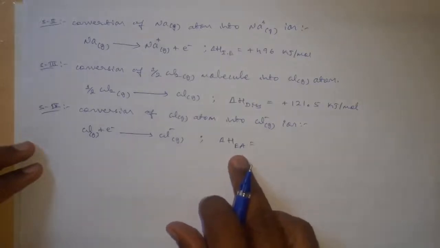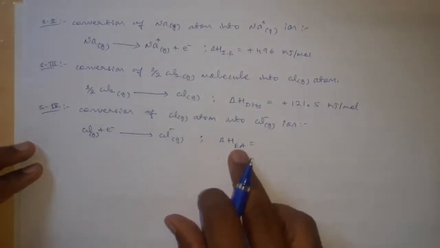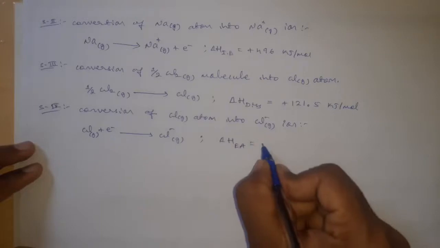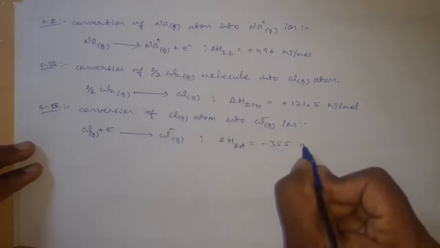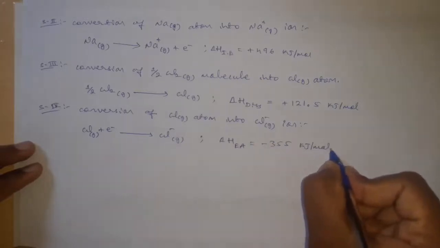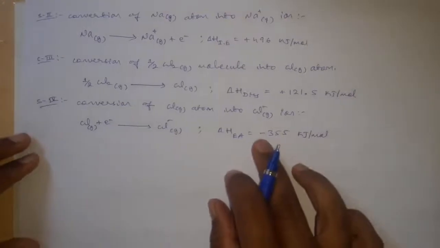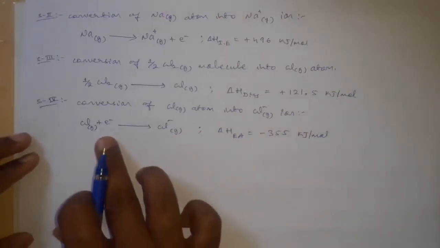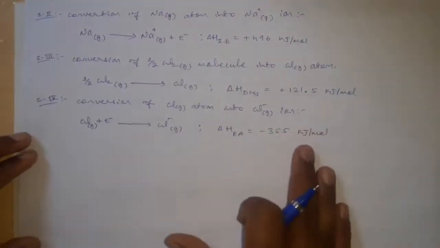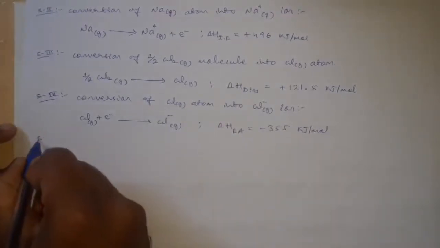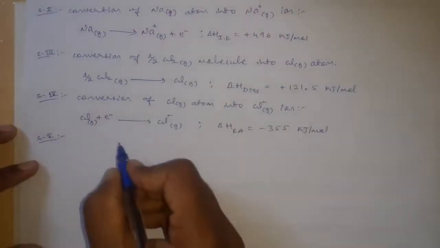Electron affinity energy, or the change in electron affinity of that system, is minus 355 kilojoule per mole. And it is negative in sign. Why? Because it is the amount of energy released, it is an exothermic process. Here energy is released.